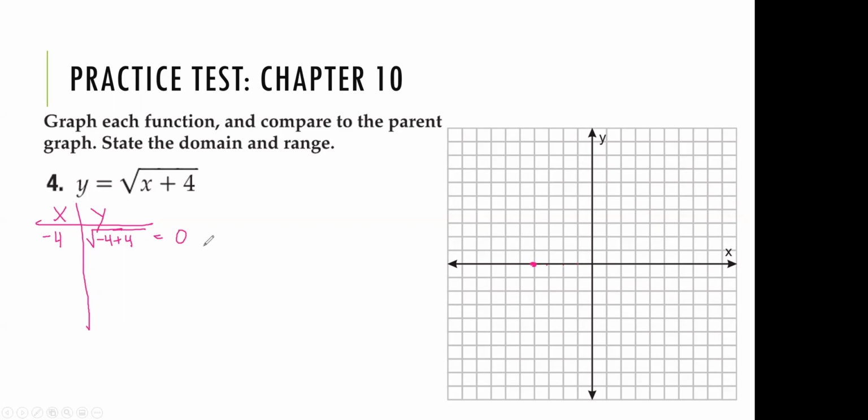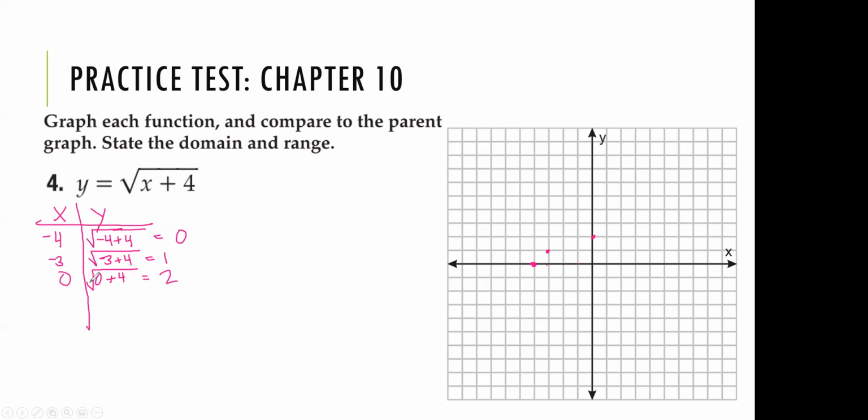Then my next value I'm going to try is -3. And the reason I'm picking -3 is because -3 plus 4 is equal to +1, and 1 is a perfect square, okay? The square root of 1 is equal to 1. So when x is -3, y is equal to +1. Then I'm going to plug in 0, and the reason I'm picking 0 is because 0 plus 4 is 4, and the square root of 4 is 2. So I'm just picking values that are going to give me an exact value, right? So when x is 0, y is equal to 2.